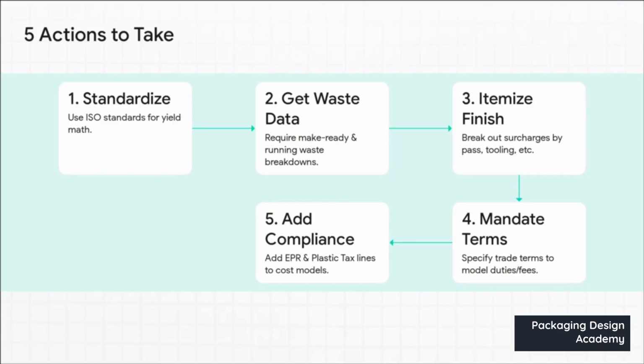Here it is, your 5-point toolkit to take control. 1. Standardize your calculations. Get everyone using the same math. 2. Demand those waste breakdowns. Make them show you make-ready versus running waste. 3. Get your finishing costs itemized. 4. Mandate Incoterms on every single quote request so you can model fees accurately. And 5, and this is a big one, start adding line items for compliance taxes to your cost models today. Do it now before they sneak up on you.